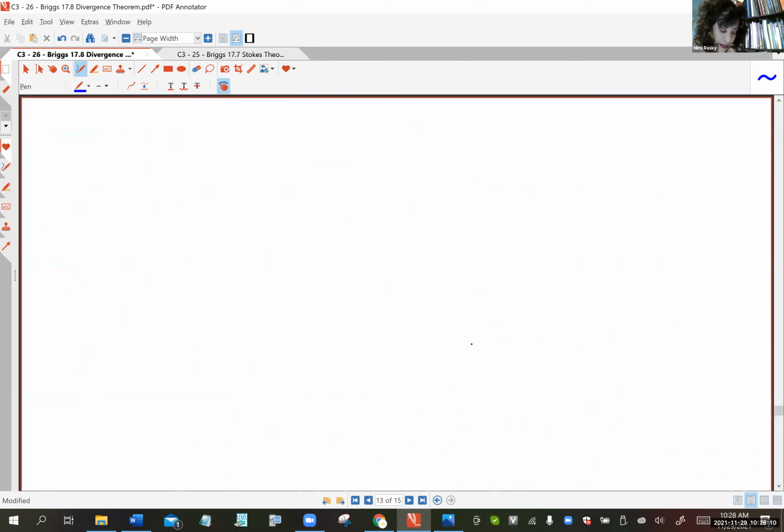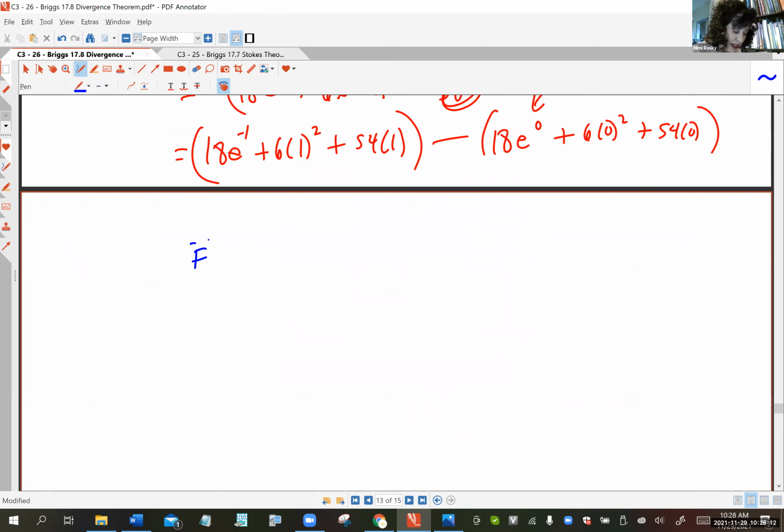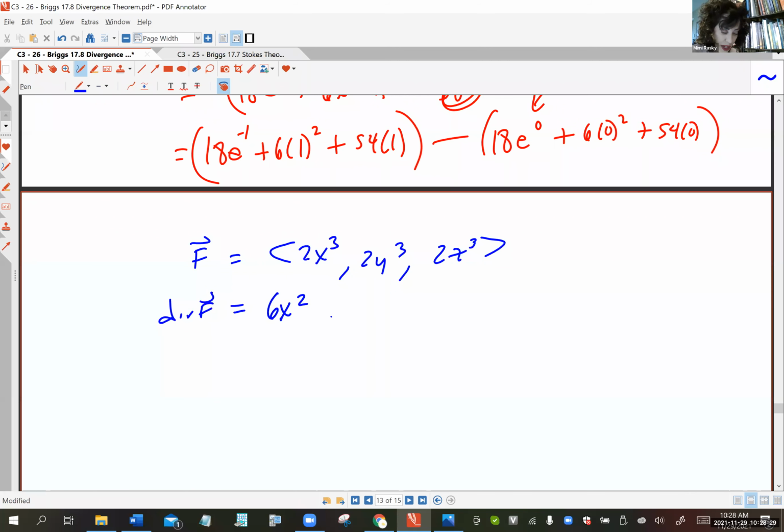But first, I'd like to find the divergence. So we're given the vector field. I'm just going to copy it down here quickly. We had 2x cubed, 2y cubed, 2z cubed. So then the divergence of F is going to be dM/dx. So that's going to look like what? 6x squared plus dN/dy, 6y squared, plus dP/dz, 6z squared.